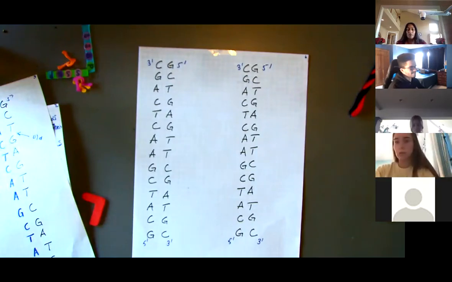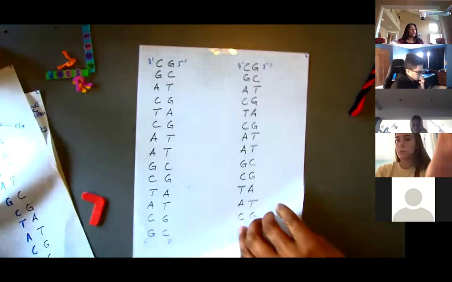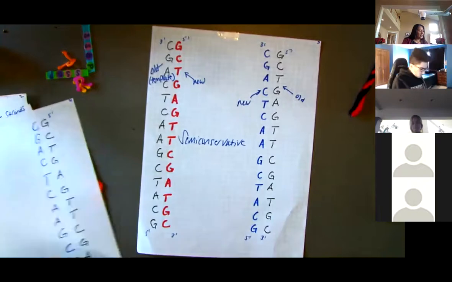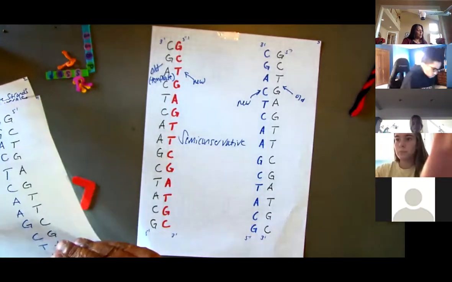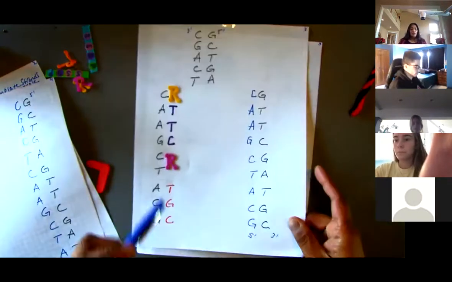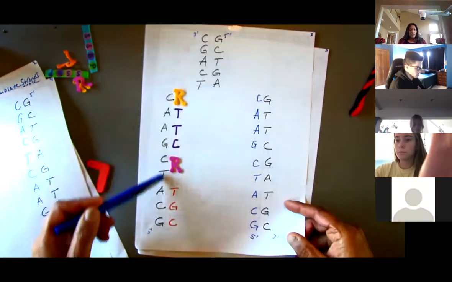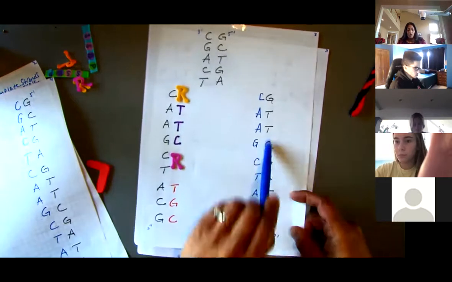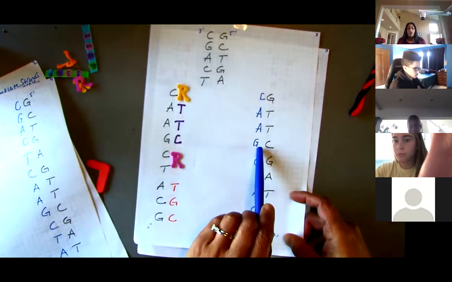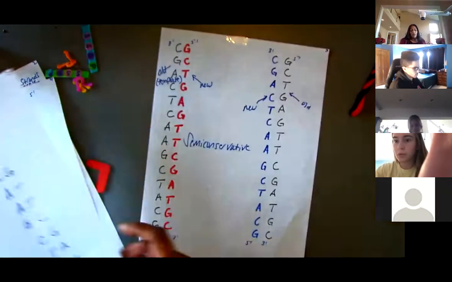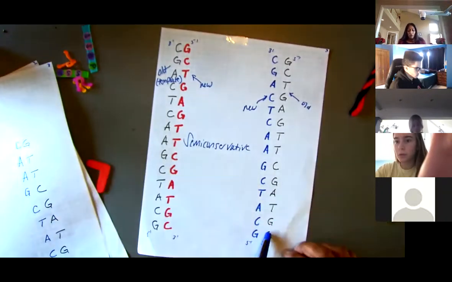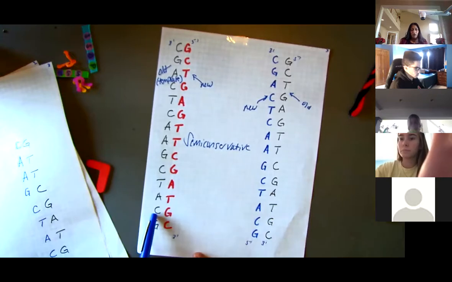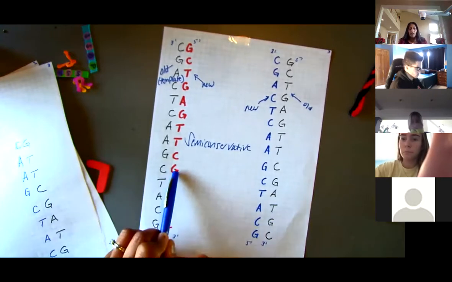Can you repeat semi-conservative? Semi-conservative replication is where, when you're making a new DNA molecule, you are using an old strand, a template strand, to make a new strand. So that in the end, your DNA molecules have an old strand and a new strand. Old strand or original or template strand and the new strand.